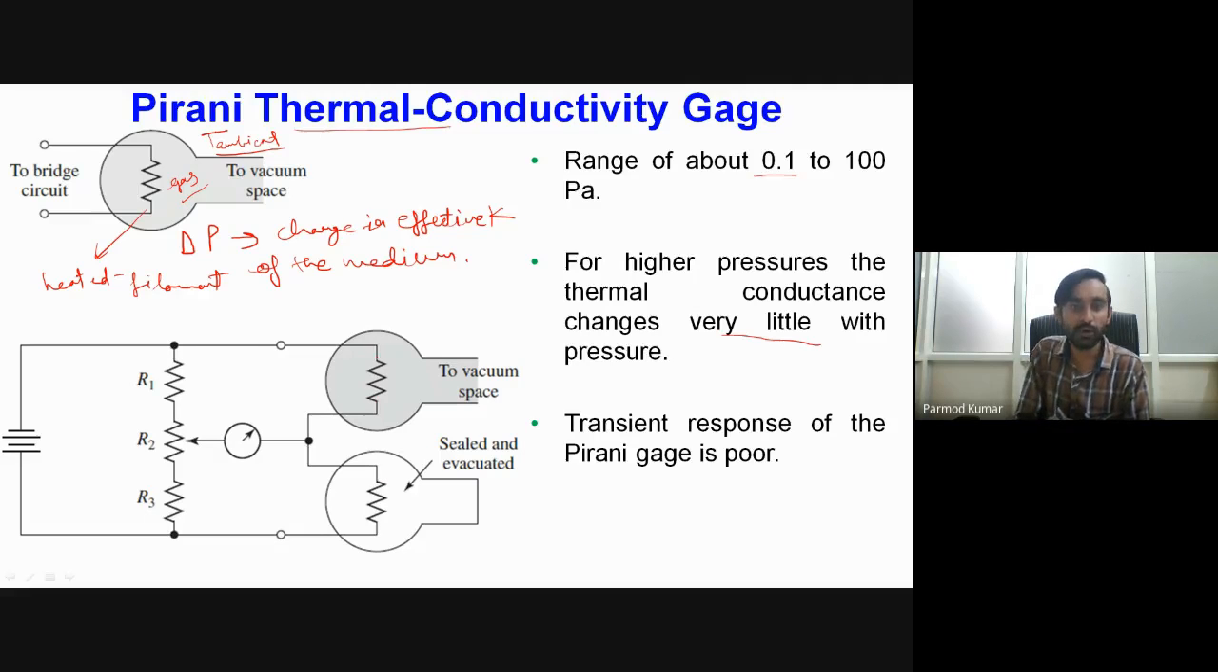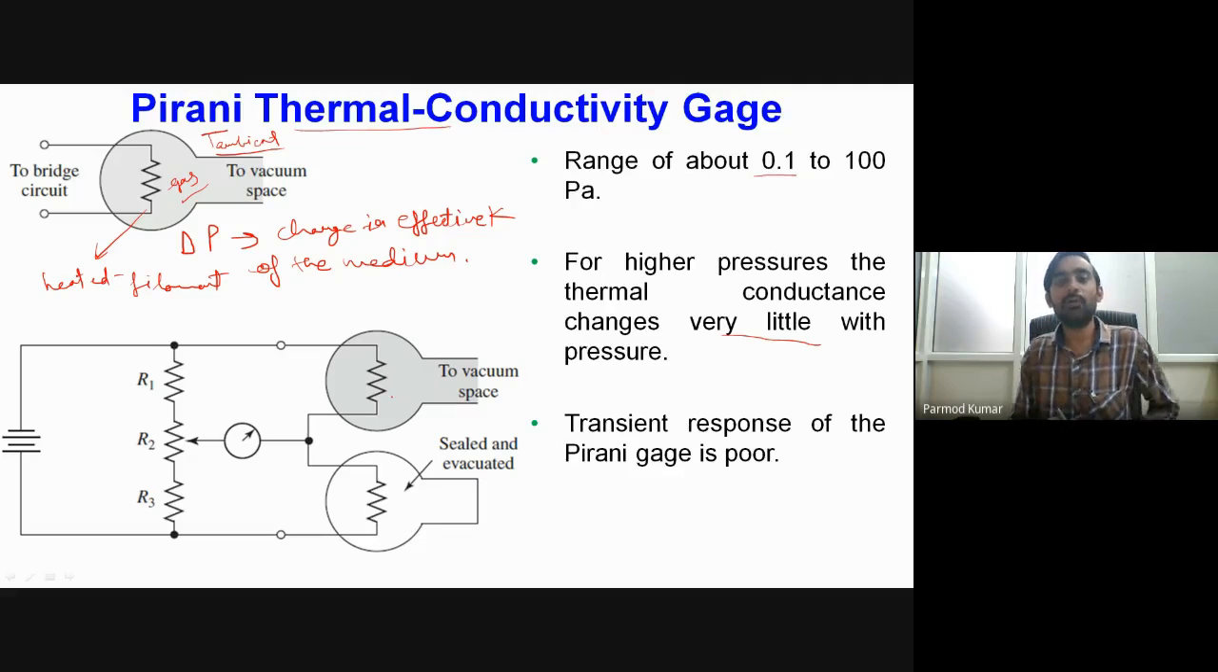Okay, and over here in this particular type of filament, we will have radiation with the ambient also, and at the same point of time, we will have some convection effects between the gas and this filament, and at the same point of time, we will have conduction between the gas molecules.